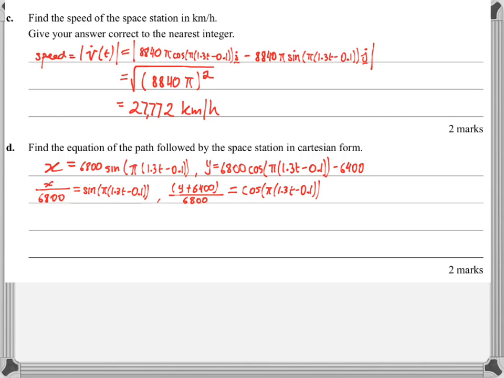There we go. And since sine squared of an angle plus cos squared of an angle equals 1, a beautiful trig identity, we apply that to the left hand side of our above equations, and there we have it. Look at that, that is in fact an equation of a circle. A circle that has a radius of 6,800 kilometers. Very good.